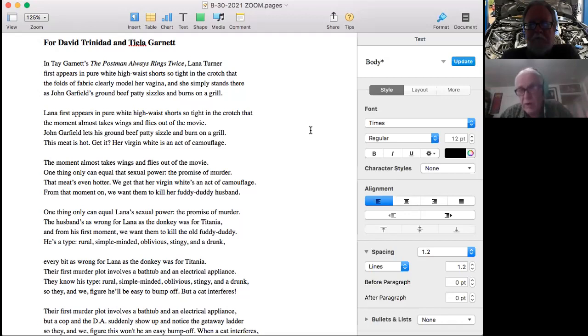So I said, okay, "first appears in pure white high waist shorts so tight in the crotch that" I don't think I could begin a sentence with "first appears." I think I need to have some sort of subject. So at that point I gave myself the permission to do the pantoum somewhat loosely. That is, instead of "first appears in pure white," it reads "Lana first appears in pure white." And I allowed myself to make slight syntactical changes so that the repetition would still be manifest, but it would also read as a conventional English language text.